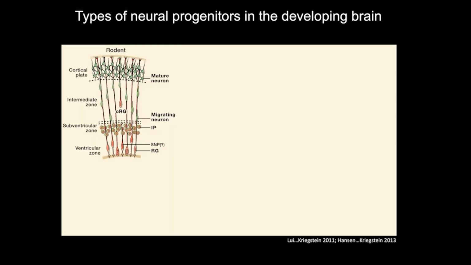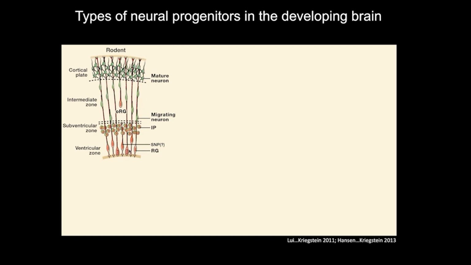Now, one other piece of data that's good to be aware of is how these cells develop during development. So this is a picture of a rodent mouse brain where you have radial glial cells down here. These are the cells that give rise to neurons in the mammalian brain.